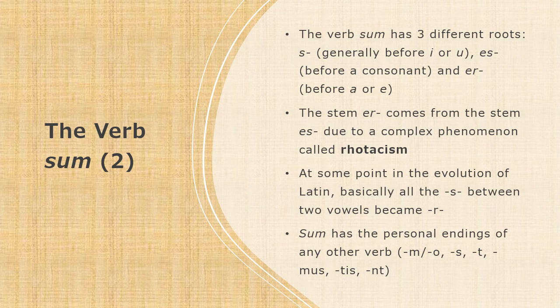Good news is that the personal endings of the verb sum are exactly the same as the regular verbs, so to speak. So m or o, s, t, mus, tis, nt.